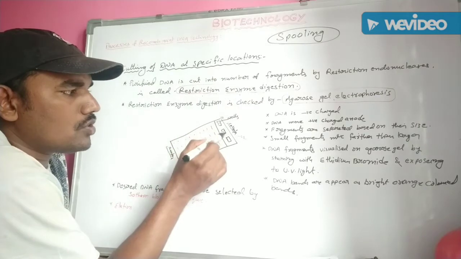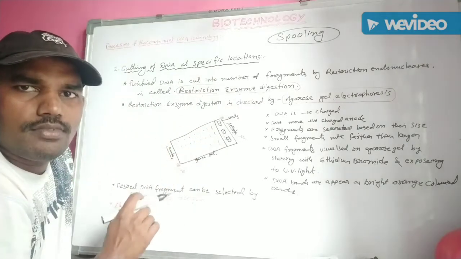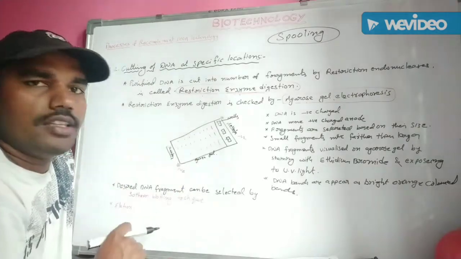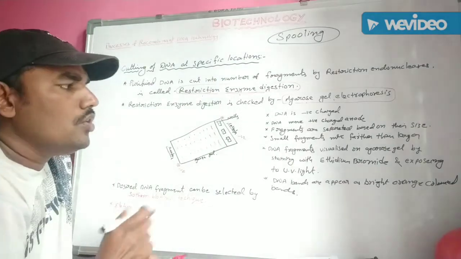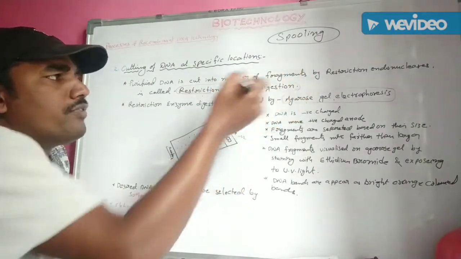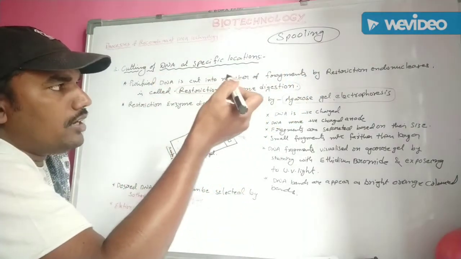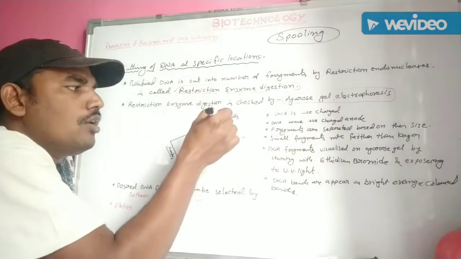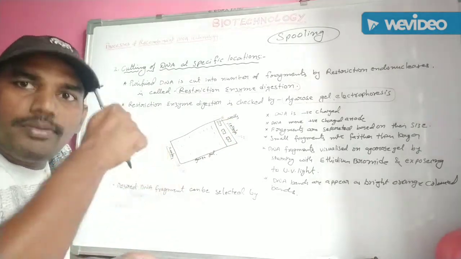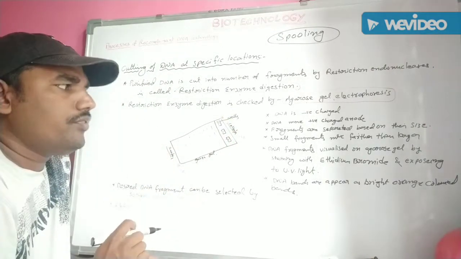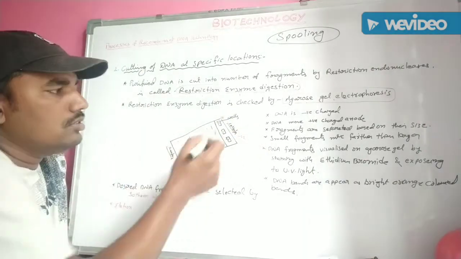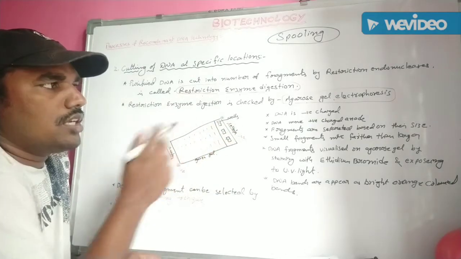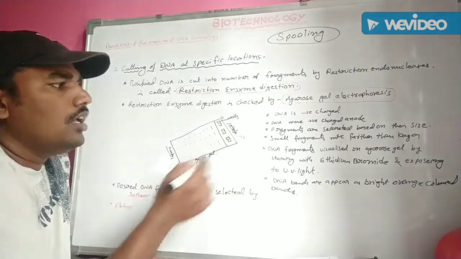Suppose 1, 2, 3 wells, 4, 5 wells are present in the gel electrophoresis. You are pouring a number of distinct length DNA fragments in these wells with the help of the micropipette. Then after, power on this agarose gel electrophoresis.